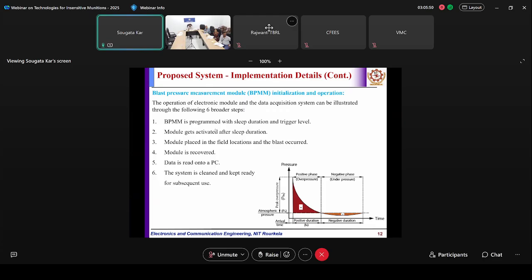So this is the typical pressure plot, or the pressure curve, you can see. We have to measure the peak pressure, the duration, and the negative phase may also be.